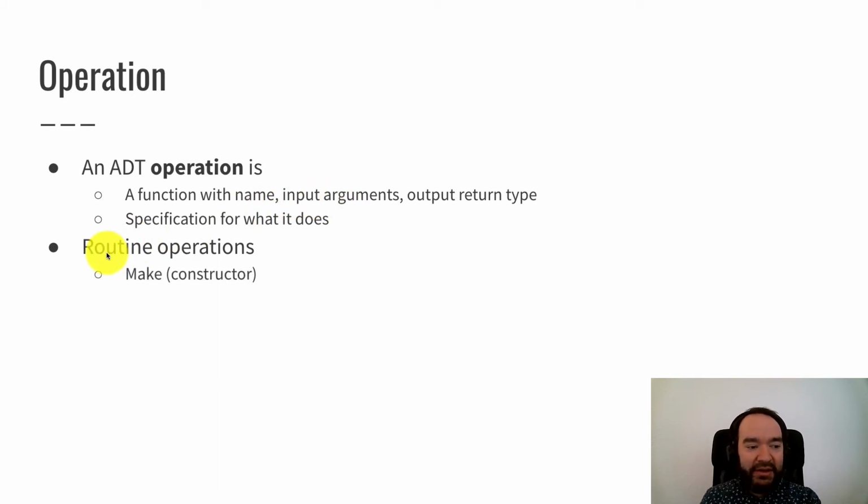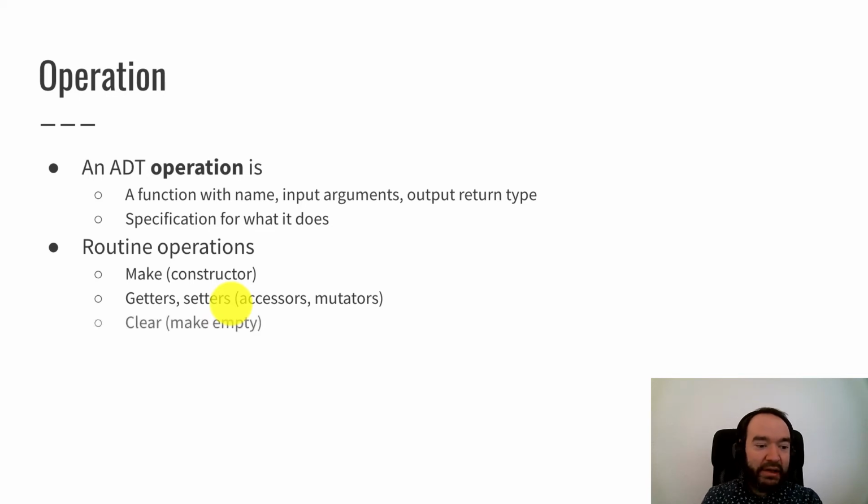Pretty much every data structure needs these routine operations, such as making one. That would be a constructor in object-oriented programming languages. You have to create the data structure. Getters or setters, also known as accessors and mutators. These just allow you to look at data members and assign data members. Clearing a data structure means making it empty. And an iterator to loop through the elements of the data structure. Iterator is one way of doing that. There are other programming techniques, but basically a way to march through each element of the structure.